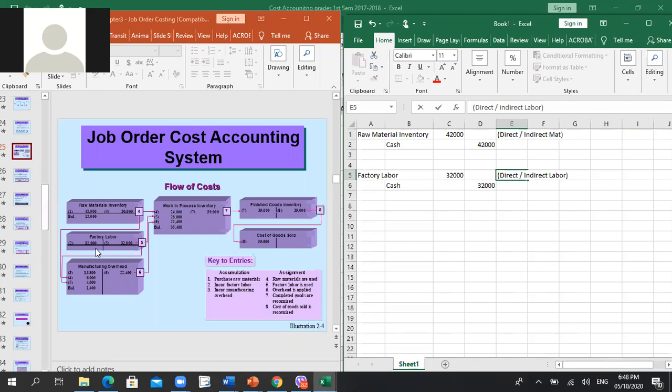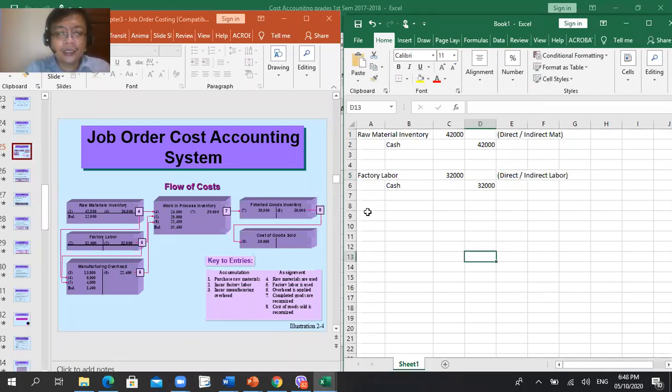Question? All right. Next, number 3 is what if you incur manufacturing overhead? Meaning it is an actual manufacturing overhead. What is the entry here for number 3? You debit manufacturing overhead. How much? 13,800. Correct?